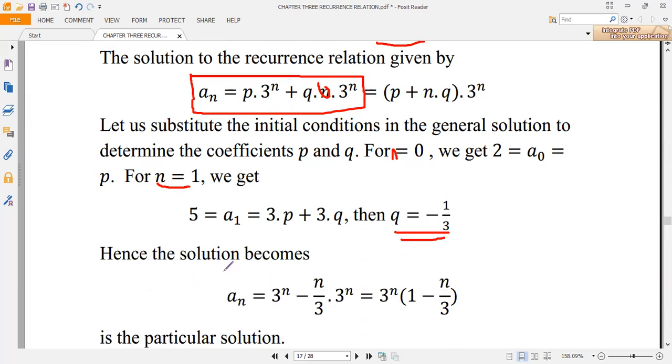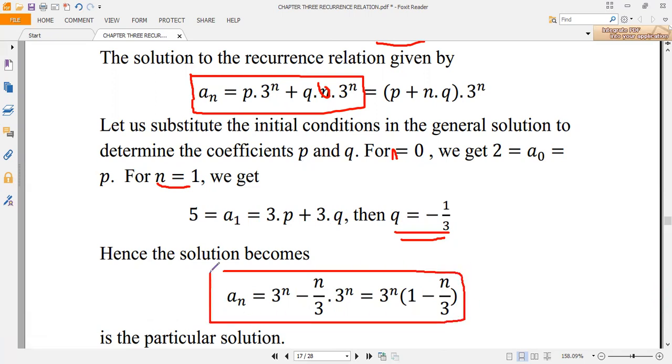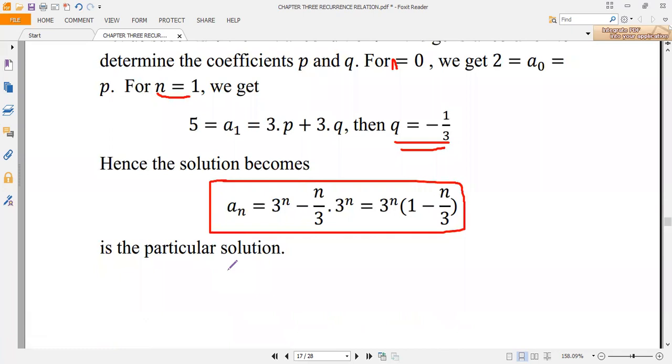Hence, the particular solution to the recurrence relation is given by this one. Now we will see in the next section case 3, where the roots of the characteristic equation of the recurrence relation become complex conjugates.